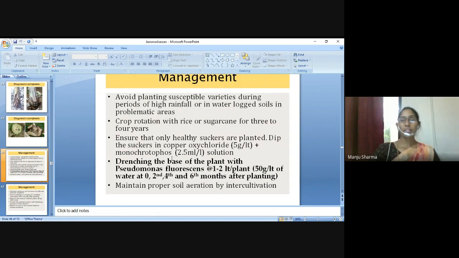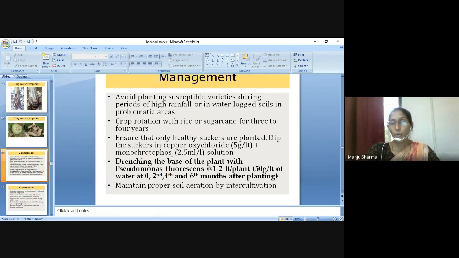Management: avoid planting susceptible varieties during periods of high rainfall or in waterlogged soils in problematic areas. Crop rotation with rice or sugarcane for 3 to 4 years. Ensure that only healthy suckers are planted. Dip the suckers in copper oxychloride 5 gram per liter plus monocrotophos 2.5 ml per liter solution. Drench the base of the plant with Pseudomonas fluorescens, 2 liters per plant, 50 gram per liter of water, at 0, 2nd, 4th and 6th month after planting.